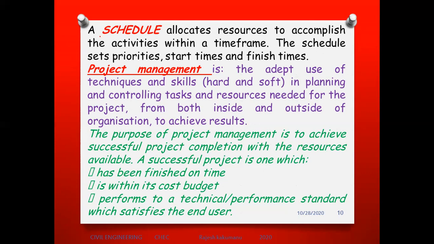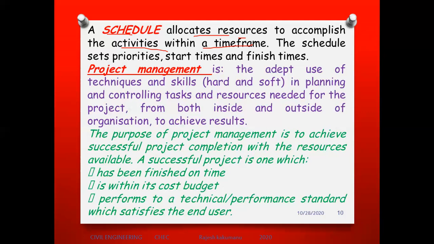A schedule allocates the resources, and the resources may be raw materials or finished goods. It allocates the resources to accomplish the activities within the time frame. For example, in your house, if you want to go for any renovation of the wood material, if you are providing proper resources and tools to complete the activity within a time frame, then we can say it is a schedule process.